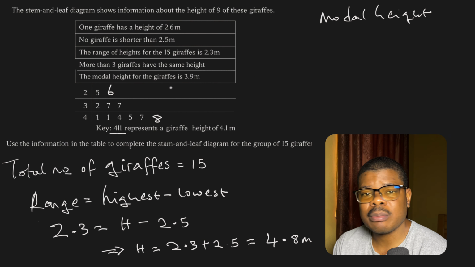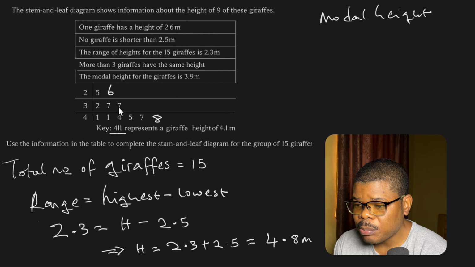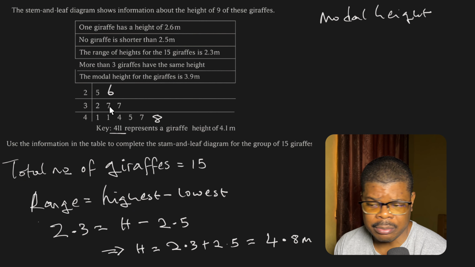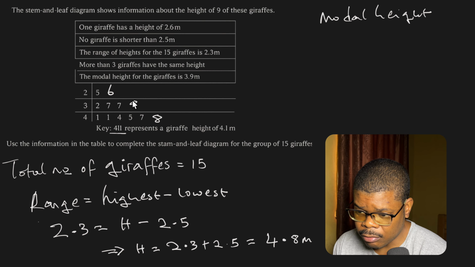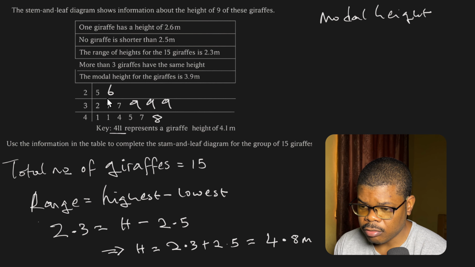So we have more 3.9s than any other. What does that mean? We have 3.2 here. We have 3.7, 3.7. That means that 3.9 is even higher than the highest that we have in the leaf diagram here. So that means we should have at least 3 3.9s here. So we have 1, 2, 3, 4, 5. So we have one more to settle, but we don't know what that is.